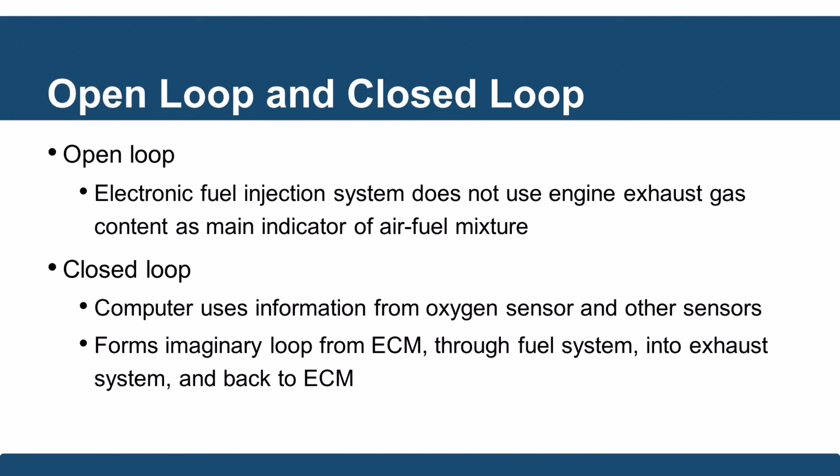With these O2 sensors, we often hear the terms open loop and closed loop. Open loop is when the electronic fuel injection system does not use engine exhaust gas content as a main indicator of the air-fuel mixture. Closed loop is when it indeed is using information from oxygen sensors and the other various sensors. In other words, when the engine is first started up cold, it has a pre-mapped ability to use a certain fuel and air ratio until the engine warms up, until those sensors get up to a certain operating temperature, and then actual fuel control takes over at that point.